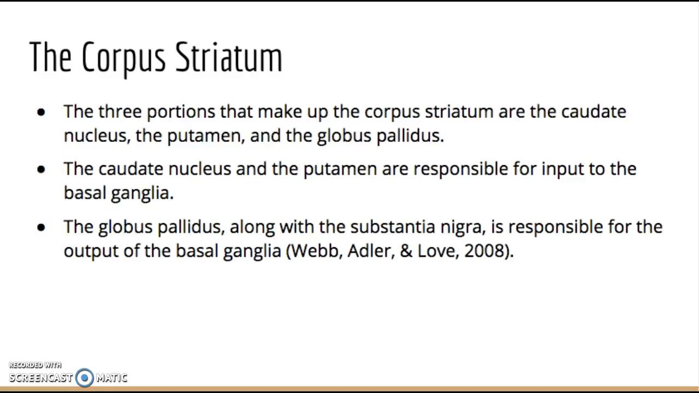When talking about the basal ganglia, a lot of the times you'll hear the corpus striatum referenced. The corpus striatum is made up of 3 portions: the caudate nucleus, the putamen, and the globus pallidus. The caudate nucleus and the putamen are responsible for input to the basal ganglia, and the globus pallidus, along with the substantia nigra, which I mentioned earlier, is responsible for the output of the basal ganglia.